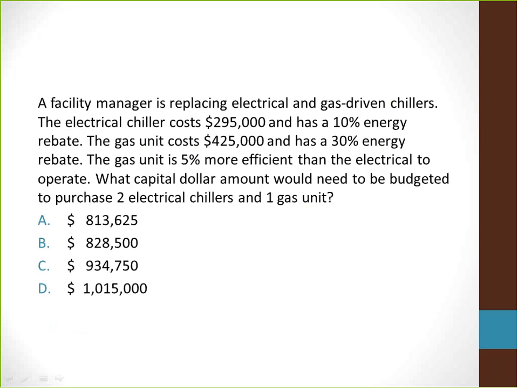A facility manager is replacing electrical and gas-driven chillers. The electrical chiller costs $295,000 and has a 10% energy rebate. The gas unit costs $425,000 and has a 30% energy rebate. The gas unit is 5% more efficient than the electrical to operate. What capital dollar amount would need to be budgeted to purchase 2 electrical chillers and 1 gas unit? Is it A, B, C, or D, as shown on the screen?